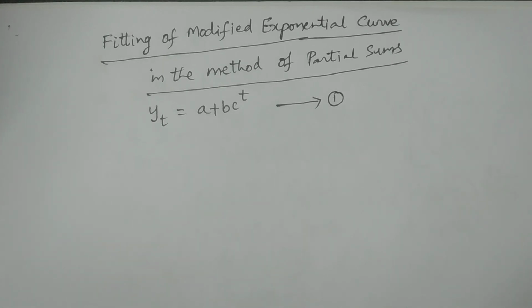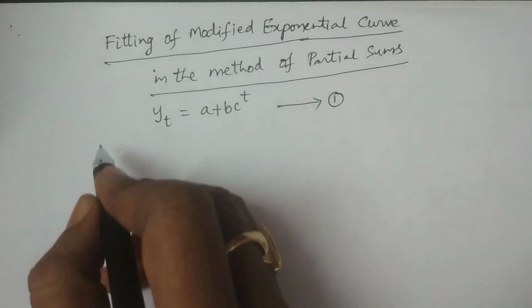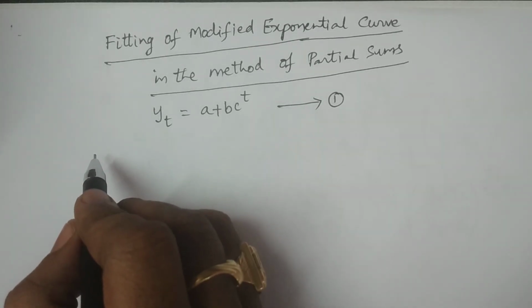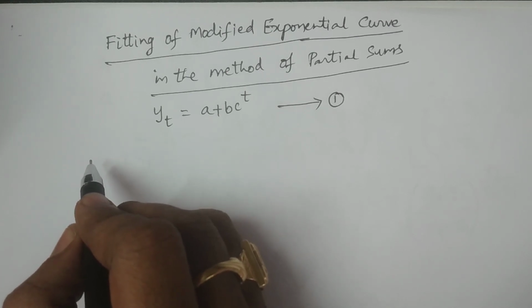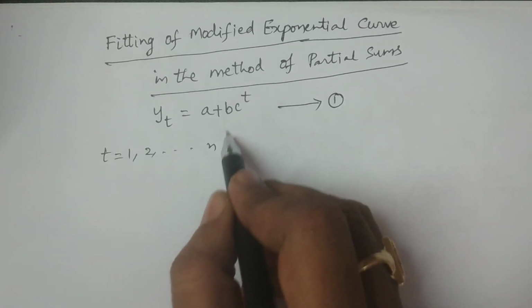What we do is divide the entire time series data into three equal parts, corresponding to the values of yt. The values of yt, that is the time series data, are divided corresponding to the time periods t into three equal parts. For example, the first n consecutive values of yt, corresponding to the time periods t equal to 1, 2 and so on up to n. This is the first part.